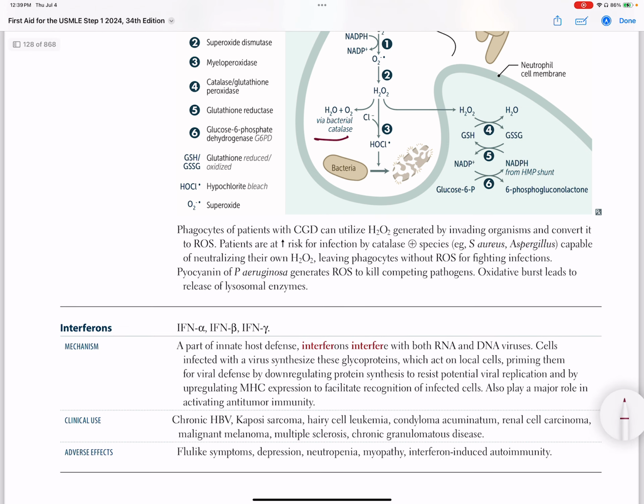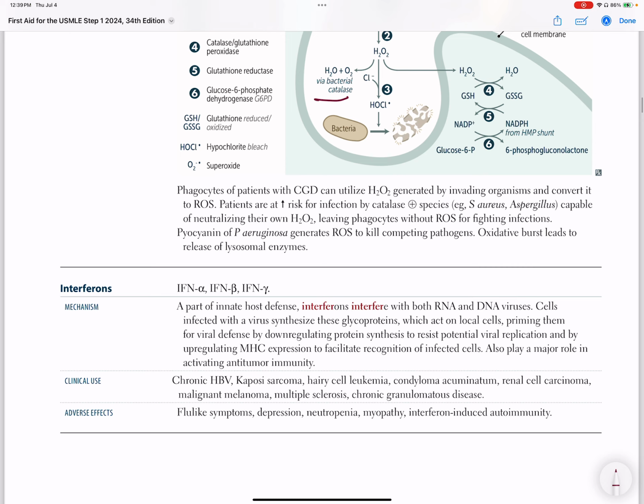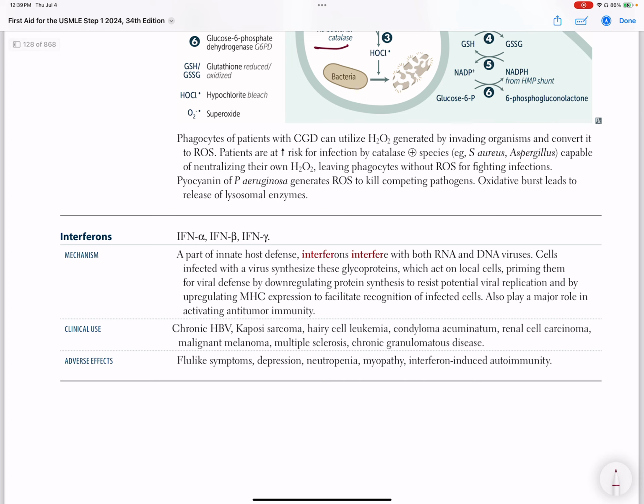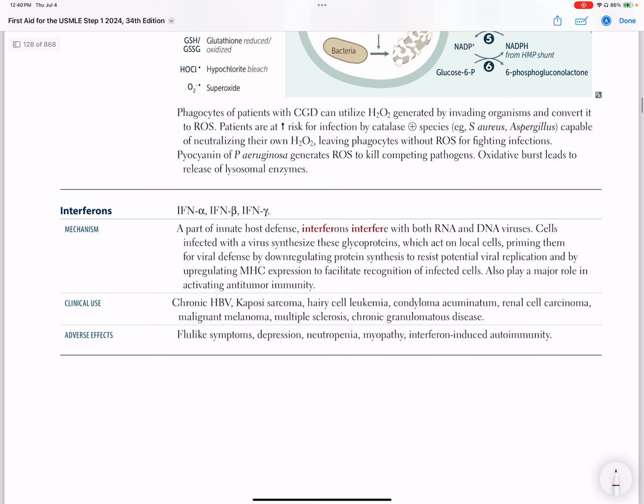Phagocytes of patients with CGD can utilize peroxide generated by invading organisms and convert it to ROS. Patients are at increased risk for infection by catalase-positive species, that is, Staph aureus and Aspergillus, capable of neutralizing their own hydrogen peroxide, leaving phagocytes without ROS for fighting infections. Pyocyanin of P. aeruginosa generates ROS to kill competing pathogens.